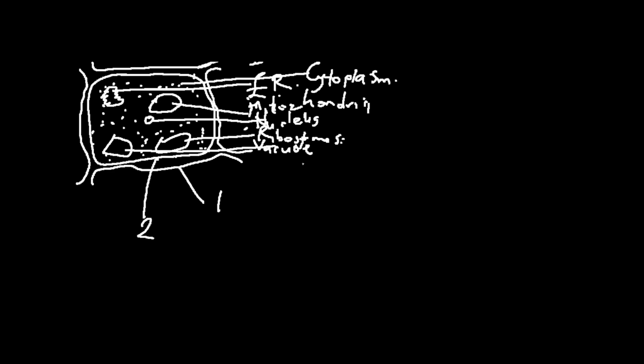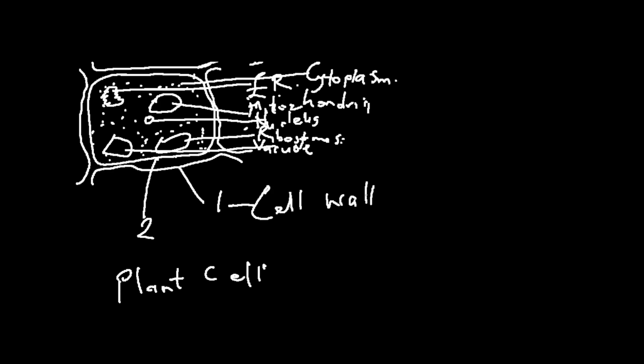That first envelope, the one on the outside, as this is an example of a plant cell. This is an example of a plant cell. So this first envelope is what we refer to as the cell wall, while the second envelope is referred to as the cell membrane or plasma membrane.